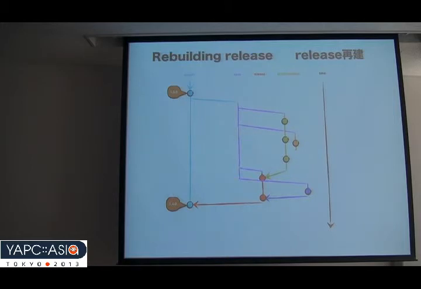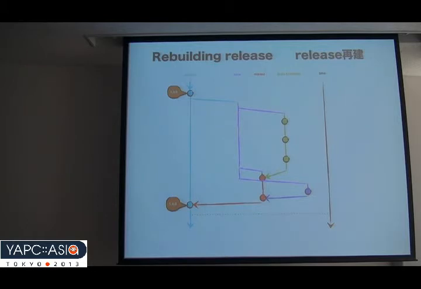And it turns out that in practice, we almost never have to rebuild release, but when we do, it's really easy. And I think not many workflows make that easy. And that is why we develop branches in isolation.